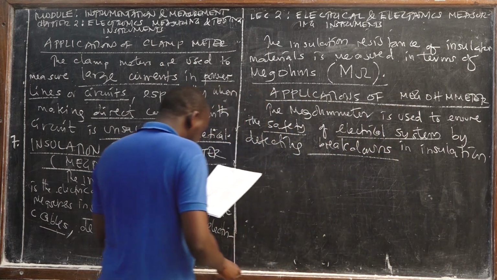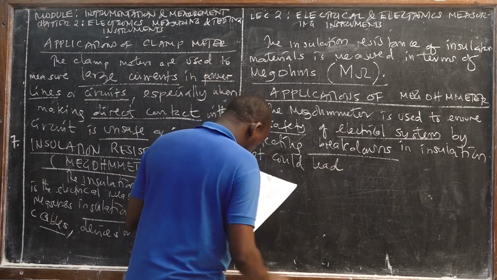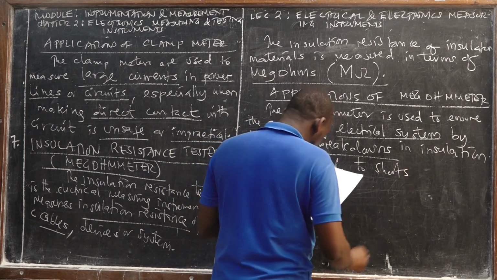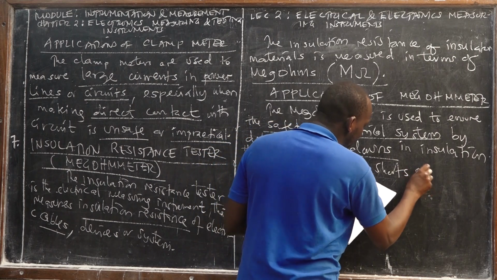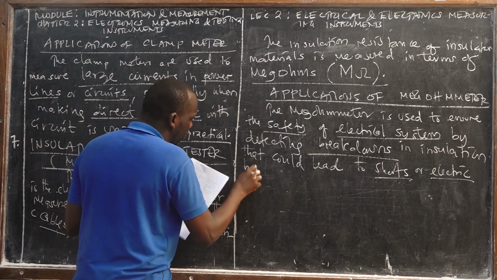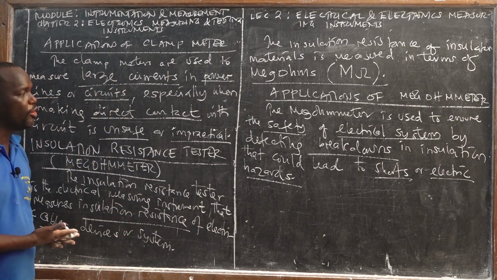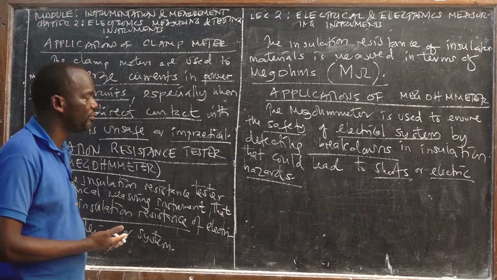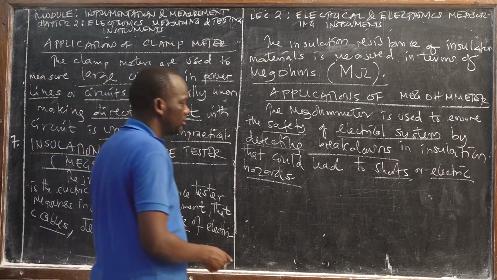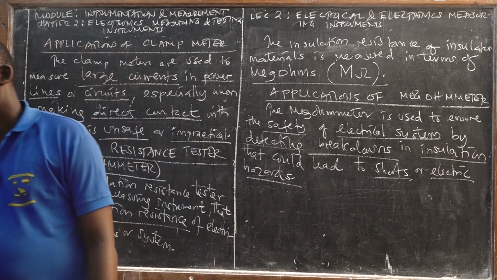Breakdowns in insulation that could lead to shorts or electric hazards. So he said that we are using the megohmmeter to ensure the safety of electric systems by detecting breakdowns in insulation that could lead to electric shorts or electric hazards.